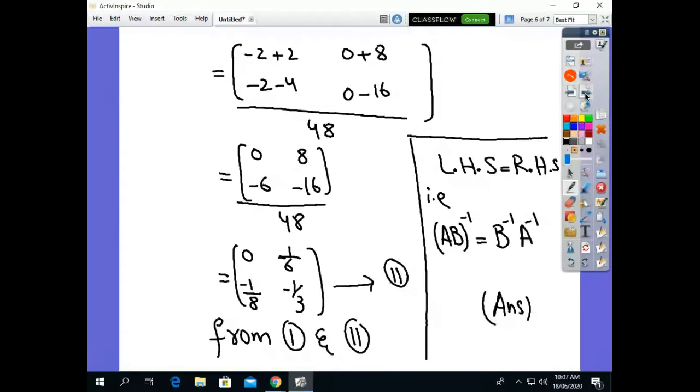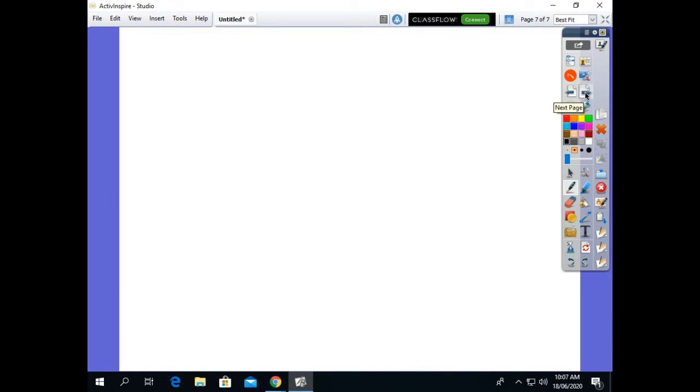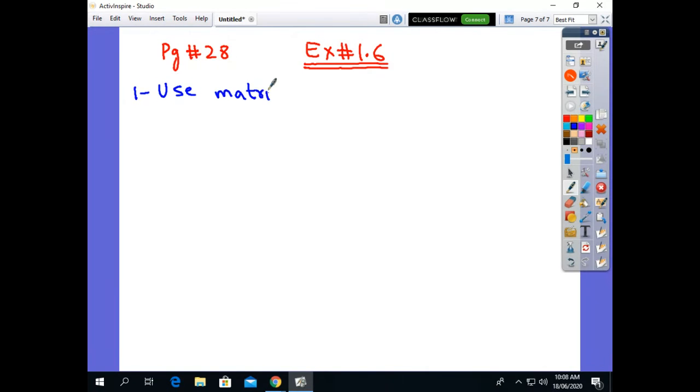Okay? Now, exercise 1.6 on page number 28. In exercise 1.6, read question number 1. Use matrices, if possible. With the help of matrices, we solve the simultaneous equations, if possible.